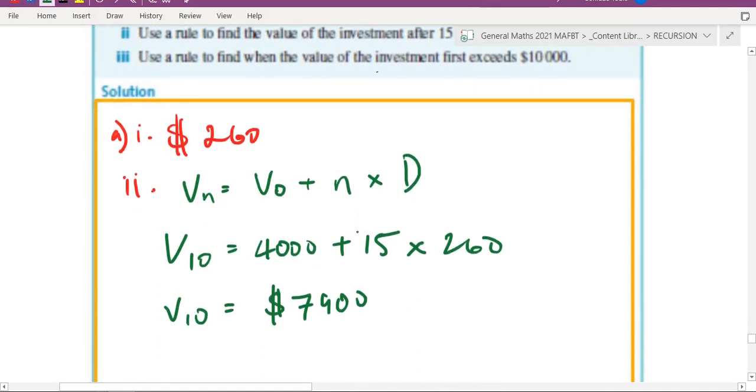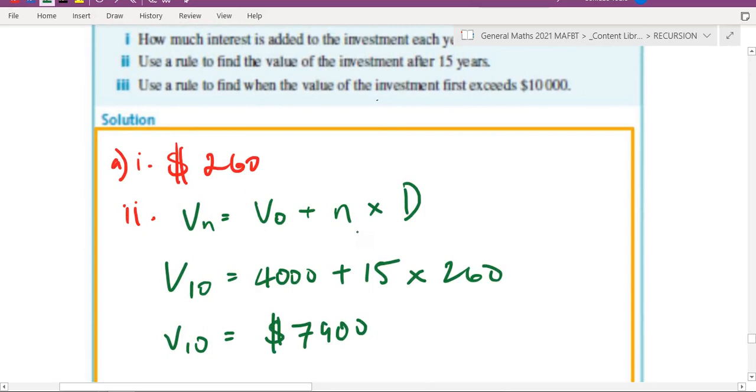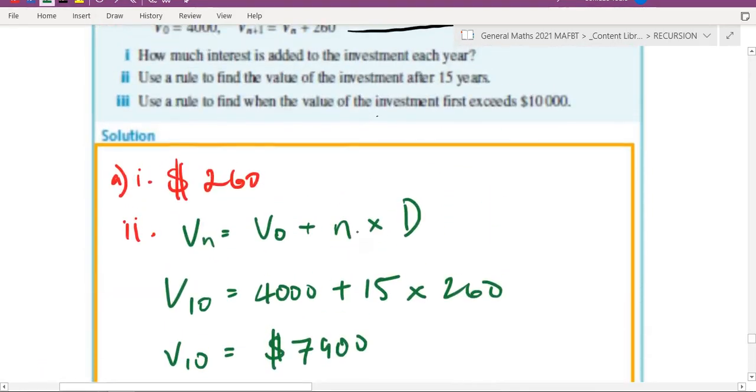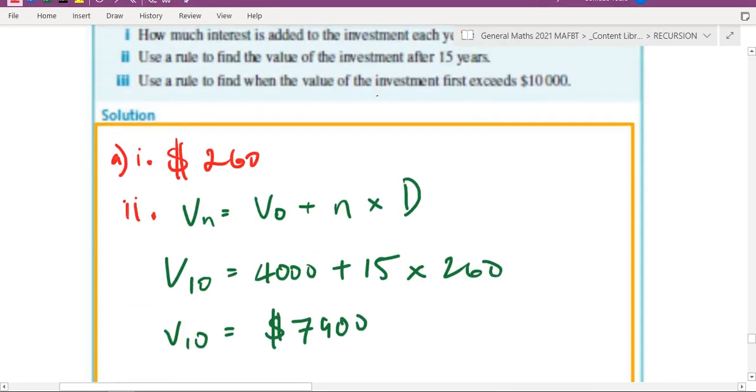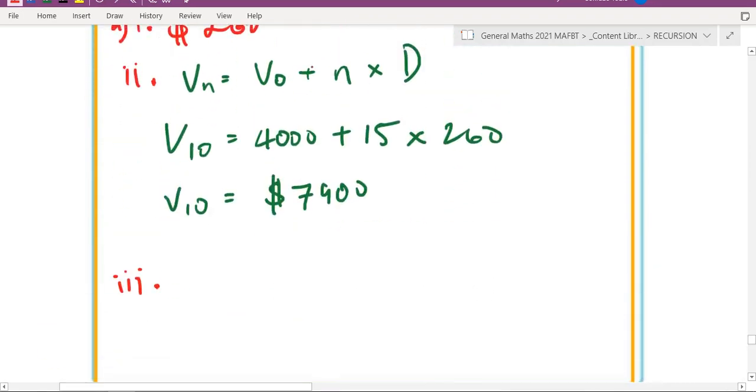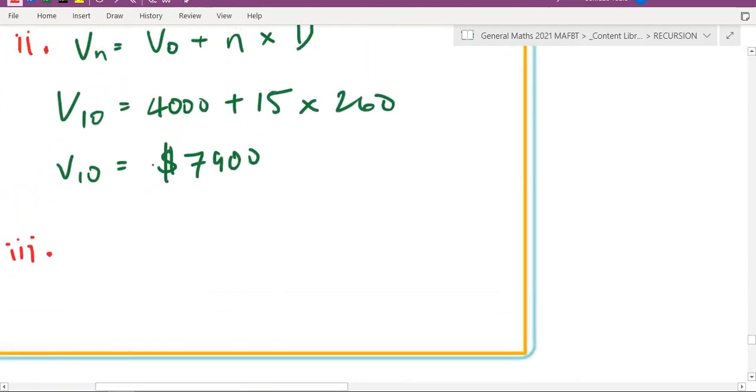Part 3. Use a rule to find when the value of the investment first exceeds $10,000. Now this one is a little bit tricky, because it says to use the rule and not use your calculator recursively. This one will take a little bit of work to get used to, but you've probably all done a little bit of it before. So using the rule, which is your nth term rule, the Vn, remember the rule was Vn equals V0 plus n times d.